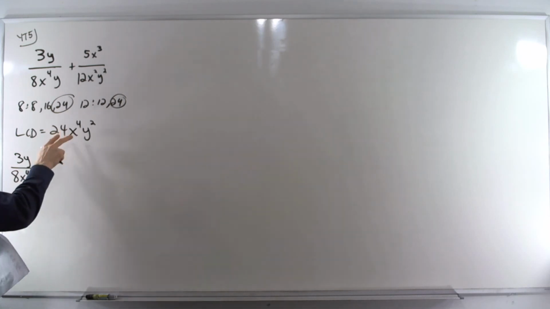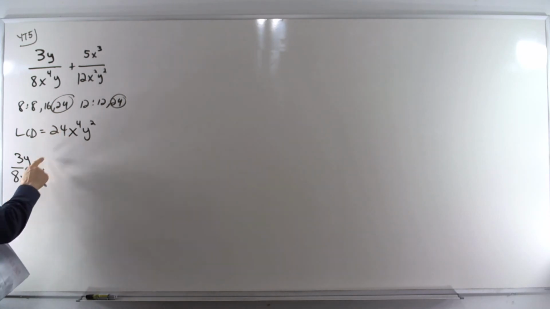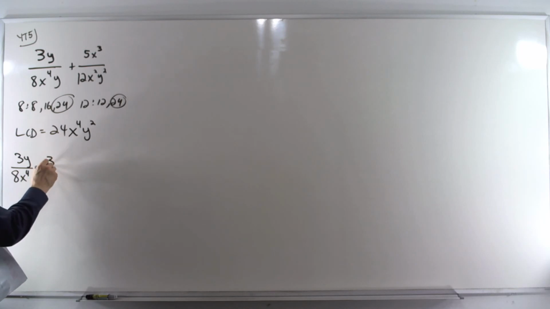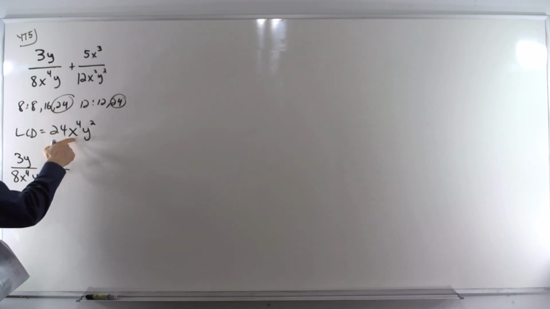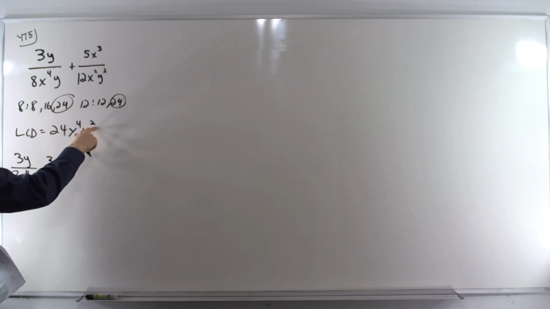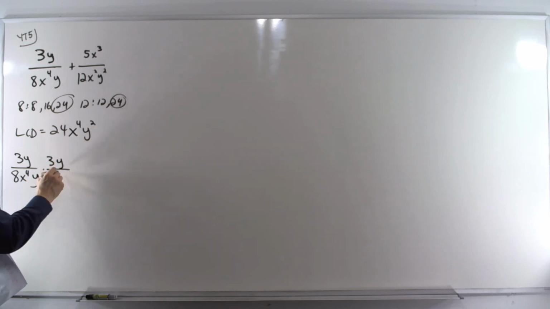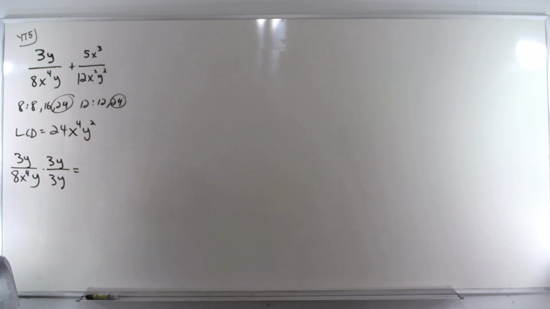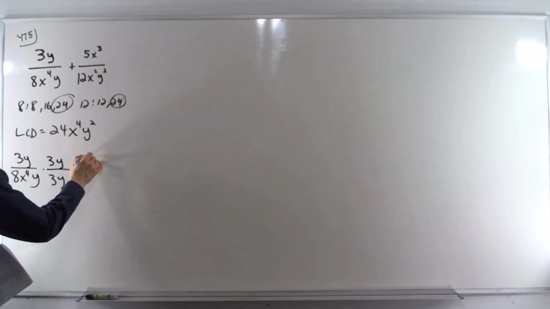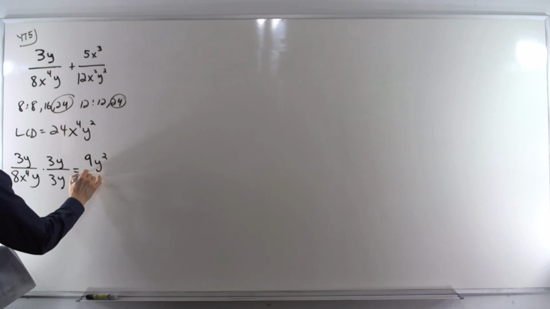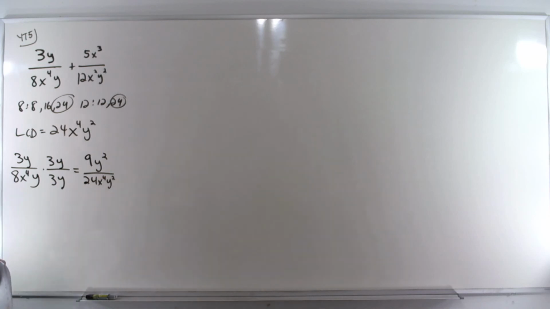All right, now we'll take our LCD and divide by the denominator. 24 divided by 8 is 3. X to the fourth over x to the fourth, those cancel. Y squared over y, we're multiplying by 3y. So we get 9y squared on top and 24 x to the fourth y squared on the bottom.